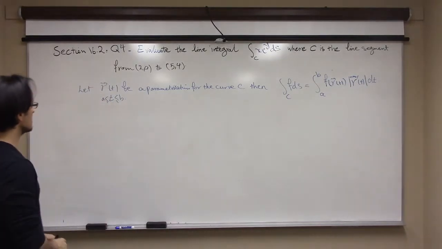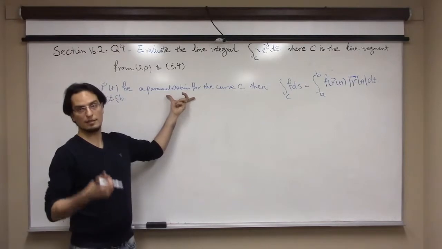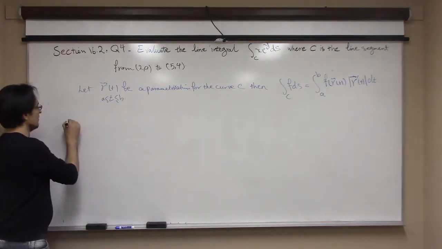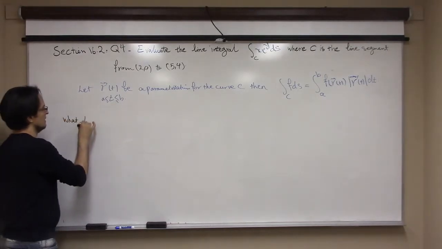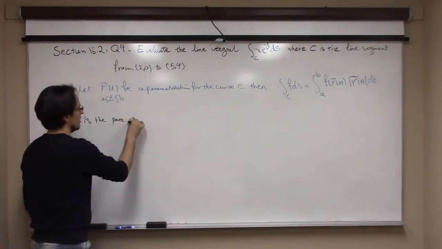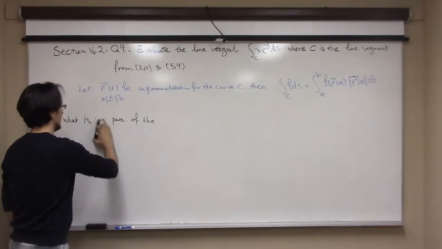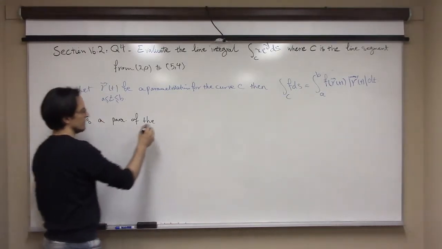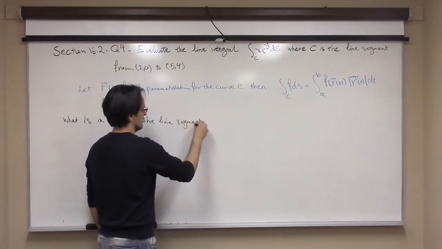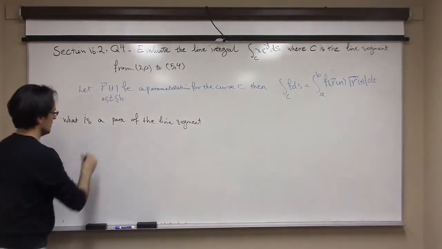Now, in this case, this practically means that we have to find the parameterization. So what is a parameterization of the line segment from this point to that point?